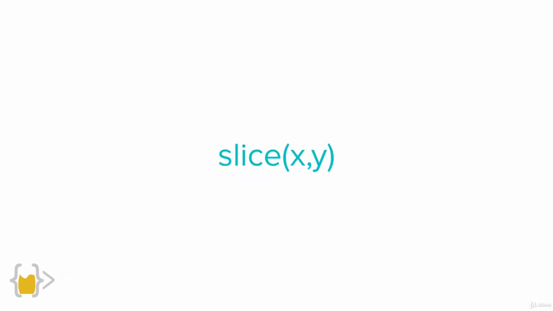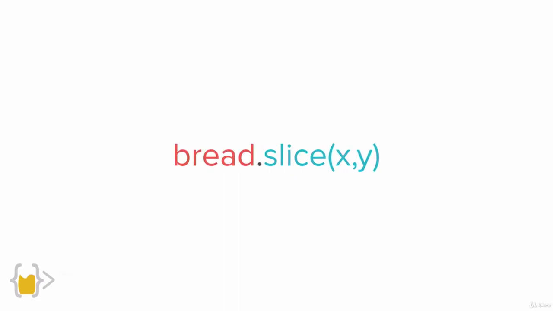The function is called slice, and you give it two numbers, the starting position and the ending position. And you can't just write slice, you also have to specify what you want to slice. So bread.slice, or in our case, the name of a variable.slice. And it's really important that you keep to this syntax for your code to work.